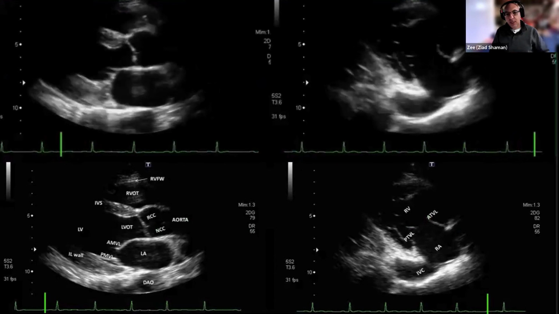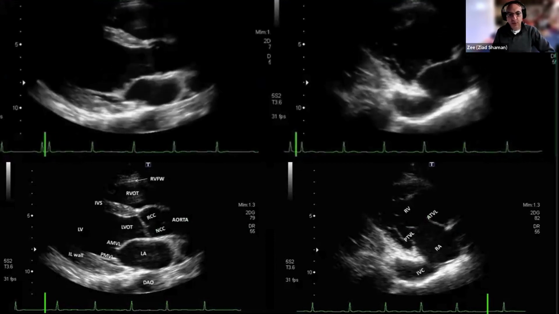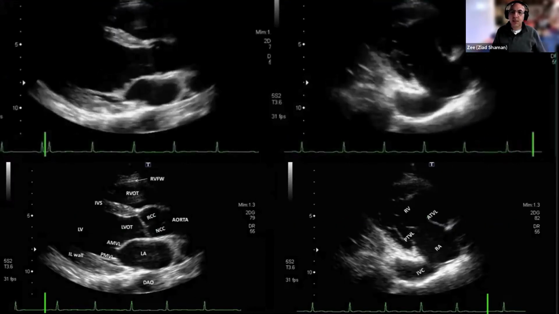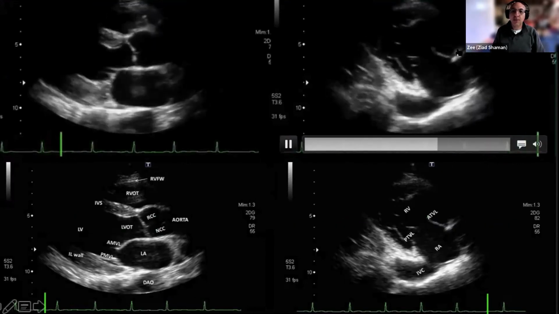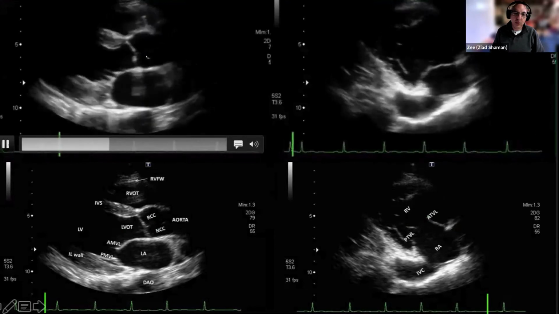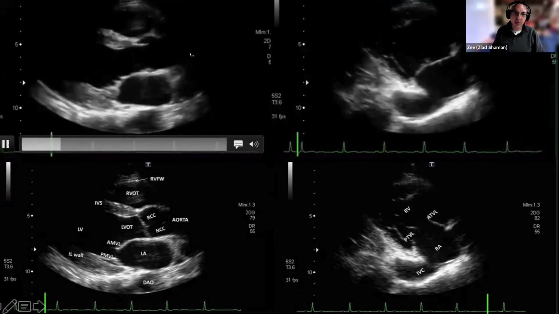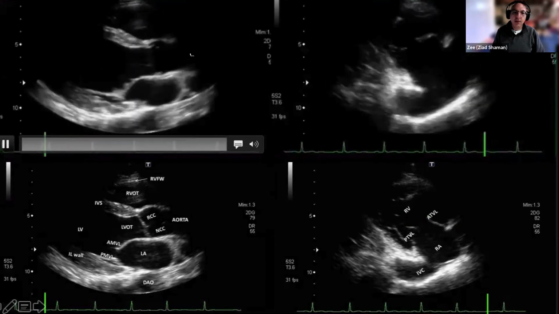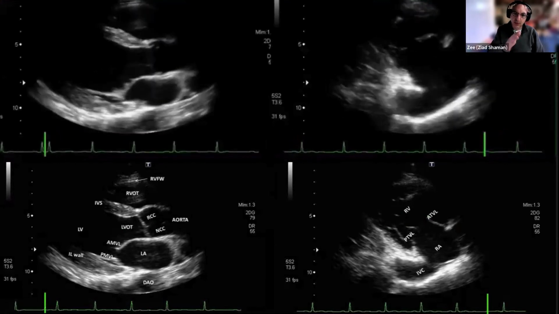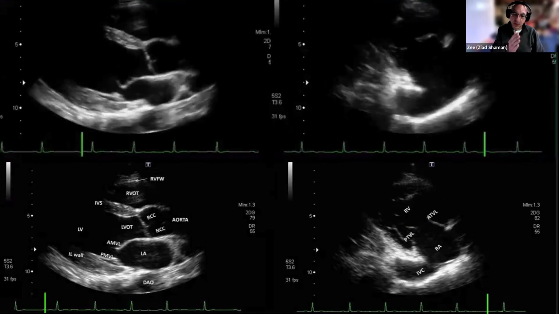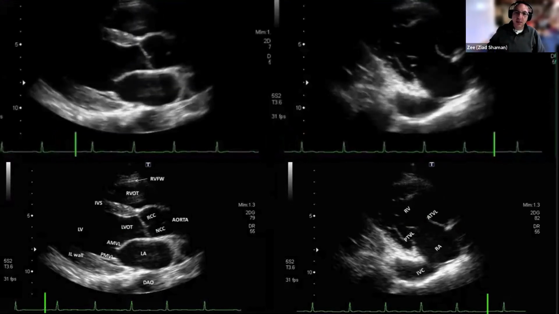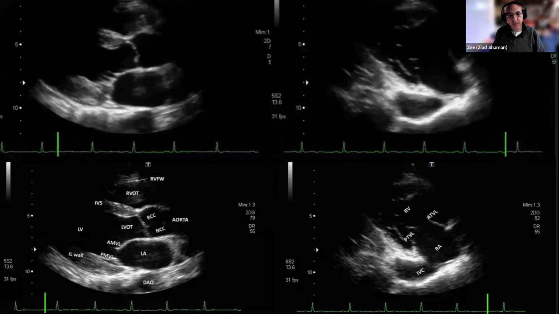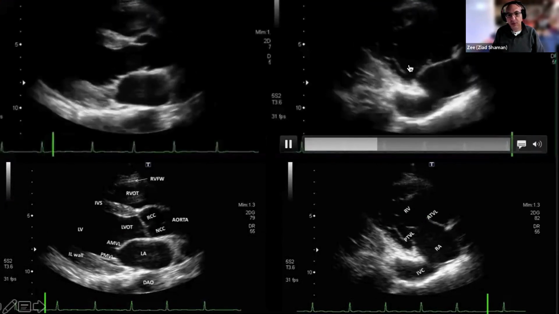The second view where you can get this, other than the apical 4, which you saw right here, is to get the RV outflow inflow tract. You take the parasternal long axis view the way you usually do it, and then you tilt the probe. You don't rock the probe. You tilt the probe going towards the left, the right hip, and this brings you closer to the sternum.